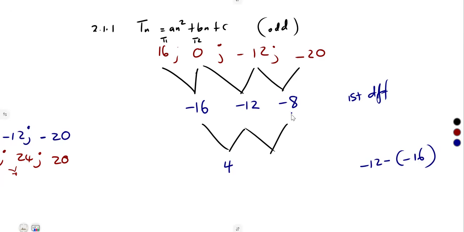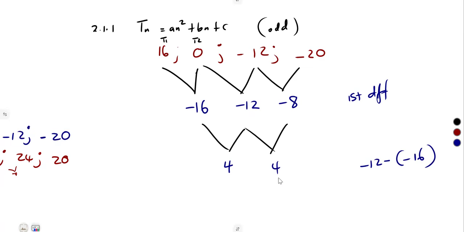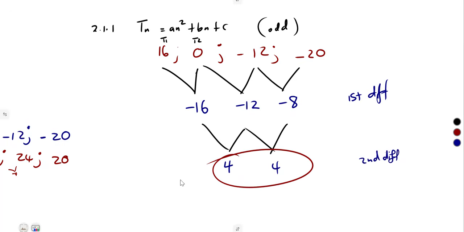The same thing, minus 8 is going to subtract minus 12. So on your calculator, you can even use this. Minus 8 is going to subtract, what are we subtracting? Minus 12, like that. So that was going to give us a 4. So as we can see, our second difference is the same. It is a constant, which is exactly what it is supposed to be.